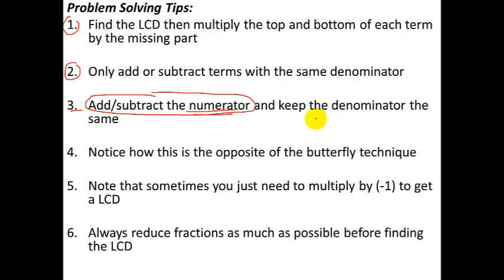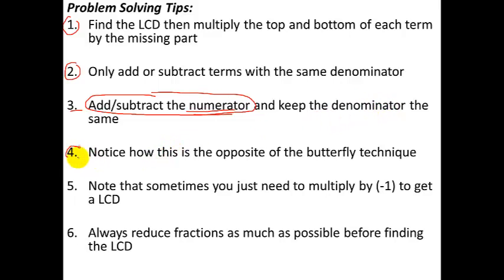Think about pieces of pie. If you have 3 slices of pie and I have 5 slices of pie and we add them together, we have more, but they're still the same size slice of pie. So the denominator of the fraction basically tells you how big each piece is, and the numerator tells you how many you have. So you're adding and subtracting to the numerator, but you're keeping the denominator exactly the same.